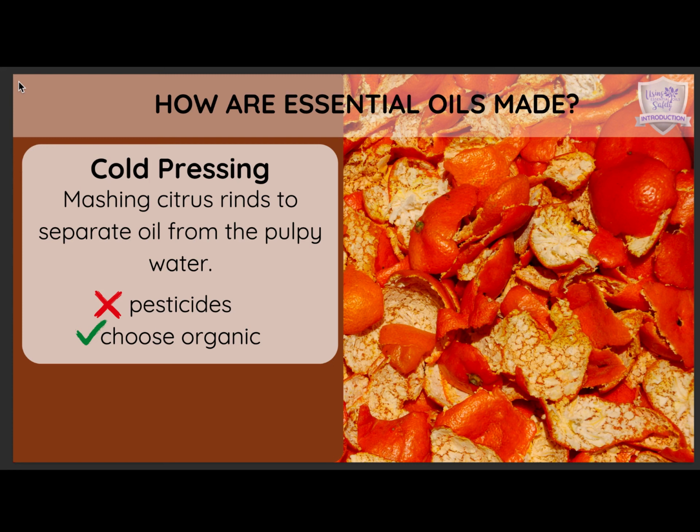Cold pressing involves mashing citrus rinds, bergamot, lemon, or orange like depicted here, in water. The oil released is separated from the pulpy water and collected as an essential oil. Because pesticides are sprayed right onto the rinds, it's important to seek organic options for cold-pressed essential oils.